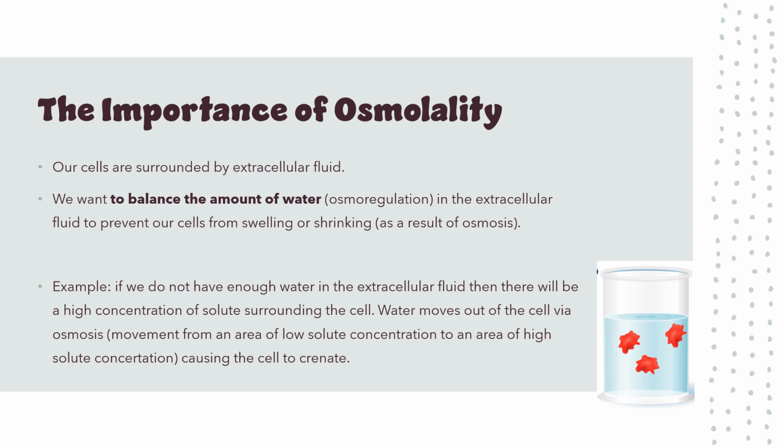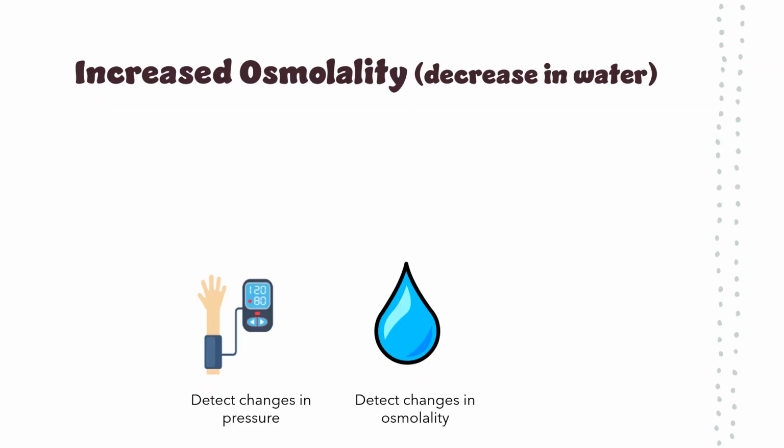An example here is if we do not have enough water in our extracellular fluid, then there will be a high concentration of solute surrounding the cell. Therefore, water is going to move out of the cell via osmosis, and so this is our definition of osmosis, causing the cell to crenate, which is to shrivel up like this. And we obviously don't want that to happen to our cells, because our cells have very important functions in keeping us alive.